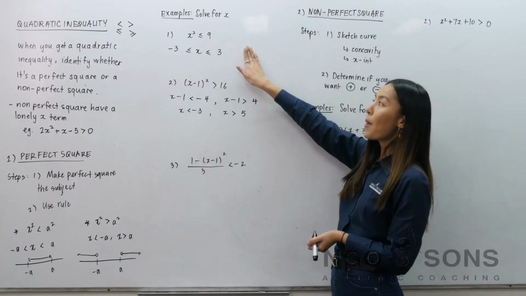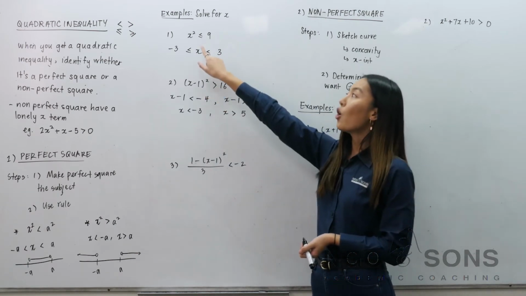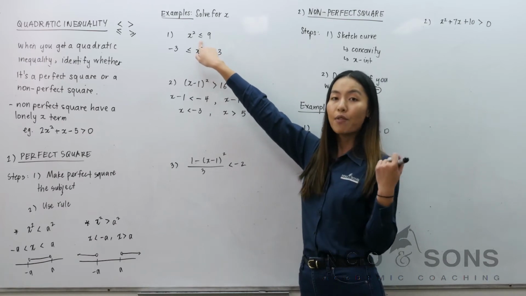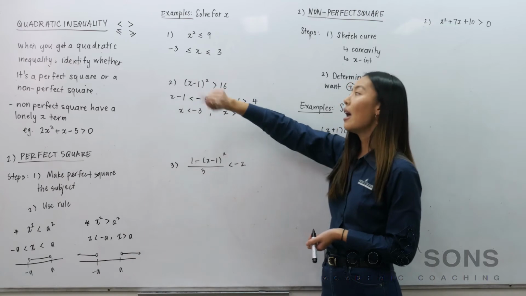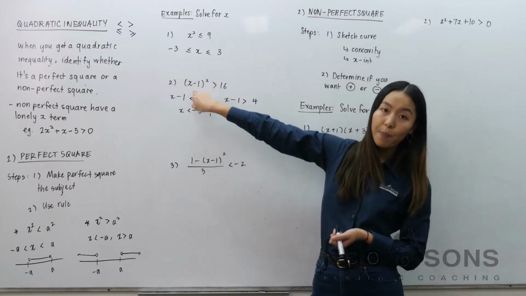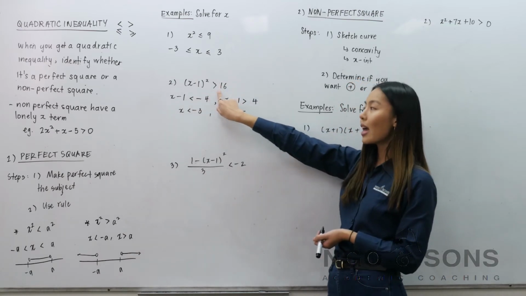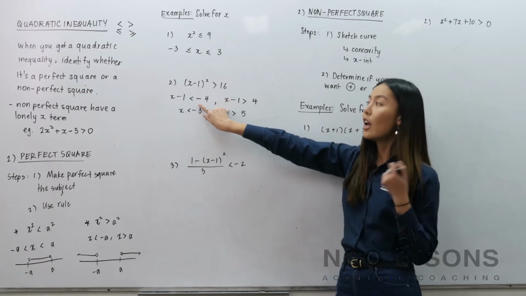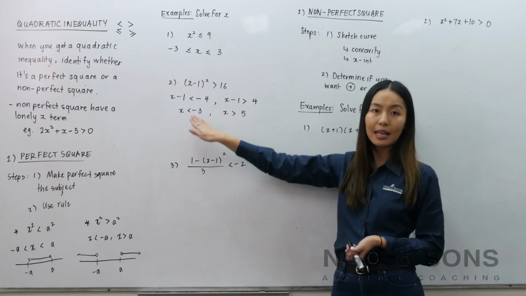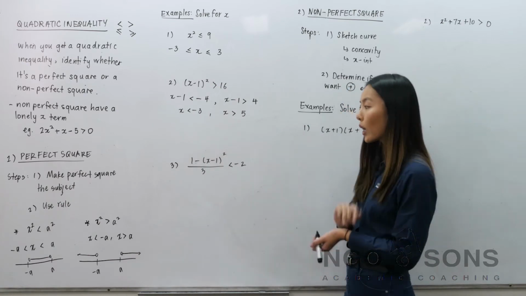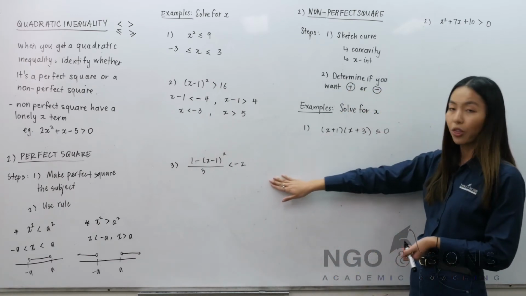So, comparing question 1 and 2, all you need to remember is that if you have a perfect square and it's less than, the answer lies in between. Whereas if you have a perfect square and you have greater than, the answer lies on the outside. Just don't forget, after you apply your rule, make sure x is the subject as well. We'll quickly do one more question, question number 3.